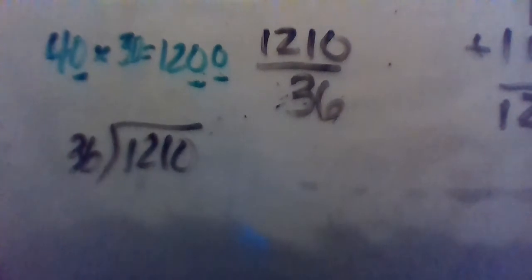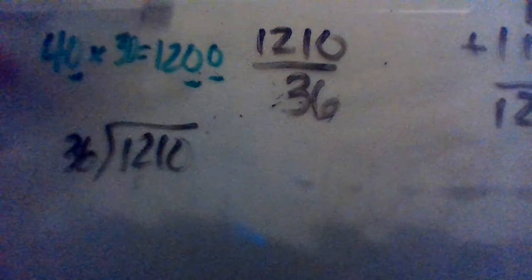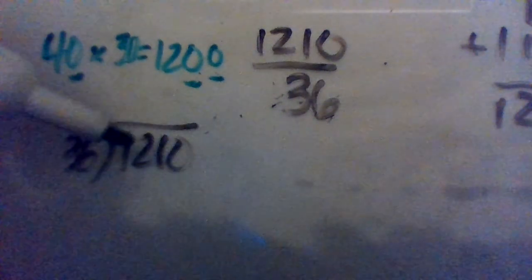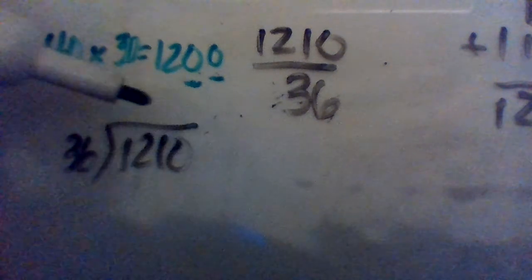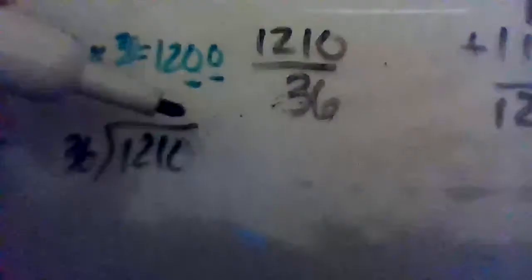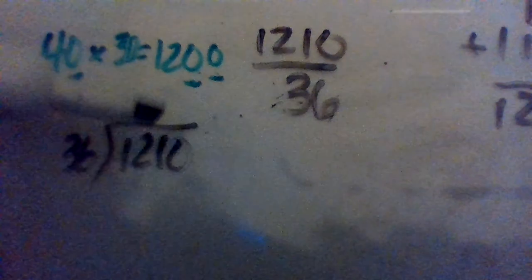So I'm going to start on this and I'm going to go like this. I know for a fact that if I have my 36 and I have one item, I can't make a group of 36. 12 items, I cannot make a group of 36. 121, I should be able to. So let's put our 3 here, knowing that.